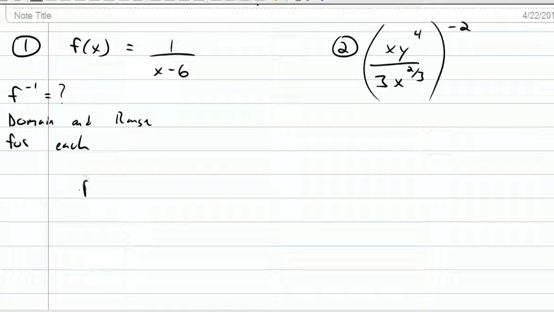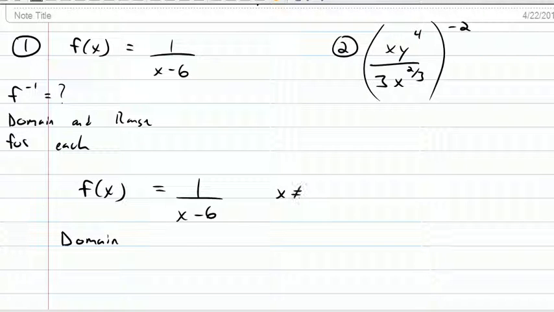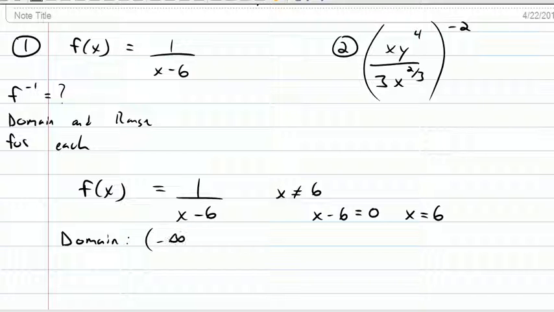So if we first look at f of x is 1 over x minus 6. Think about the domain, its inputs. Well, we know that x can't equal 6, right? Because you can't divide by 0. So if you set the denominator equal to 0 and solve, x minus 6 equals 0, well, that turns out x is 6. So the domain is everything except 6. So negative infinity to 6, and 6 to infinity.